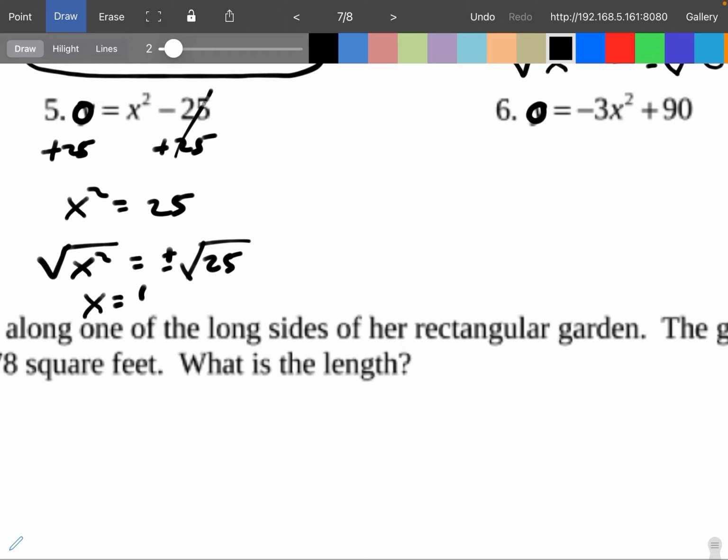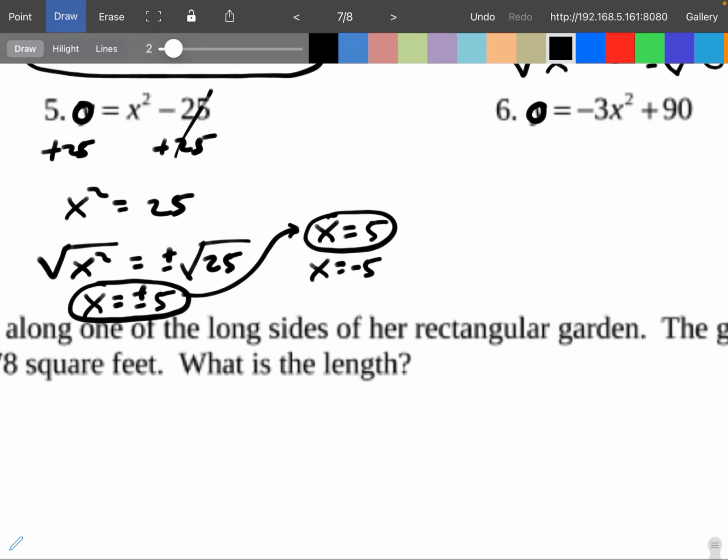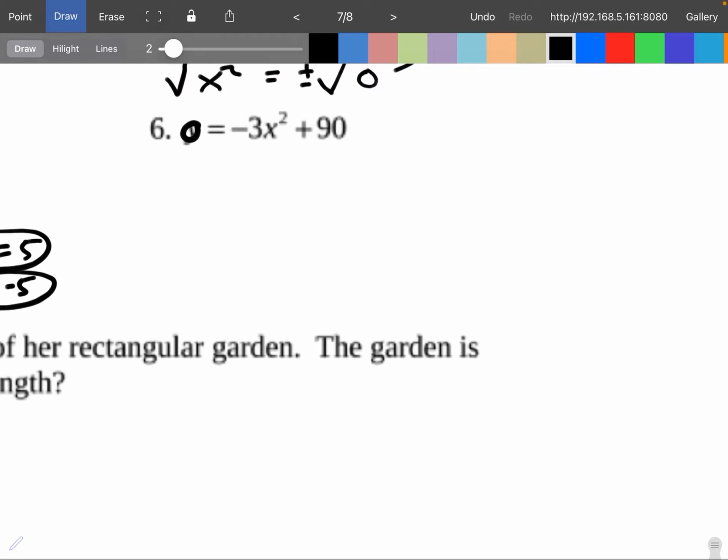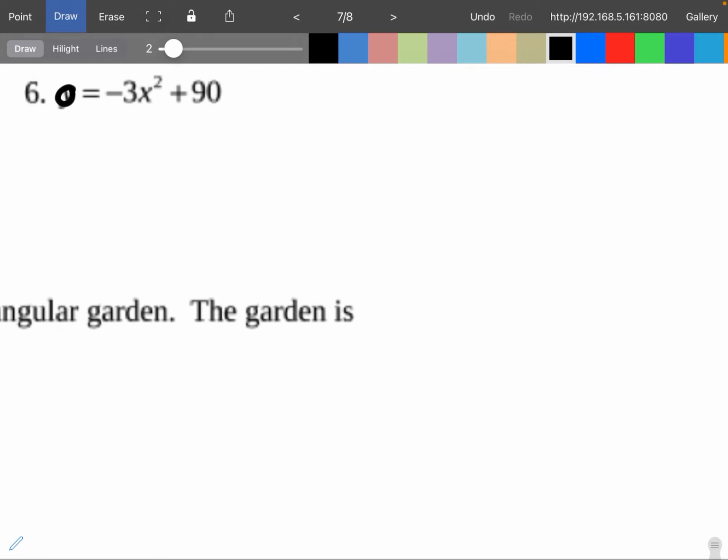And then what's the square root of 25? 5. So on the left-hand side, you have x. On the right-hand side, you have plus or minus 5. Now, again, you can leave the answer like this if you want. That is two answers. Or you could write them separately. You could write x equals positive 5 and x equals negative 5. But it's up to you guys.